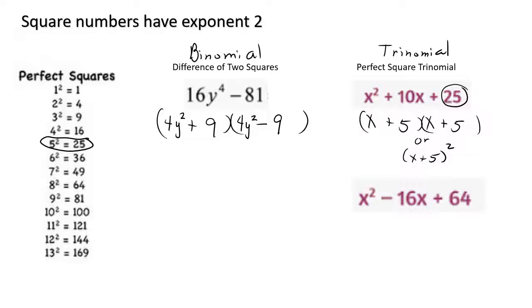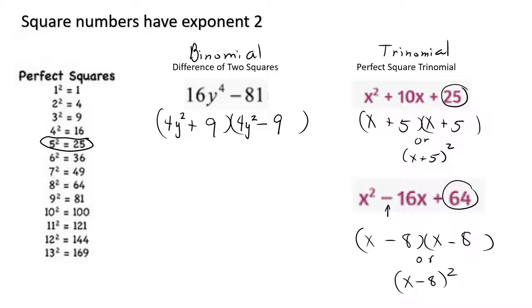Then if you have the second situation where there's a negative middle sign, then you still use the same signs, but they'll both be negative. I have x times x is x squared. 64 is 8 times 8. And again, this could also be written as x minus 8 quantity squared. And that's how you work perfect square numbers.